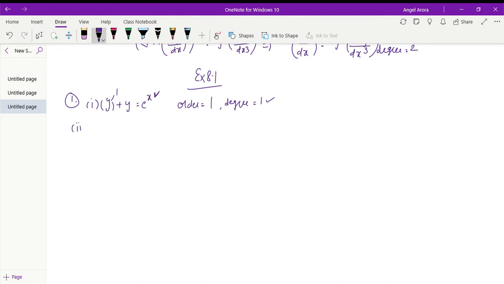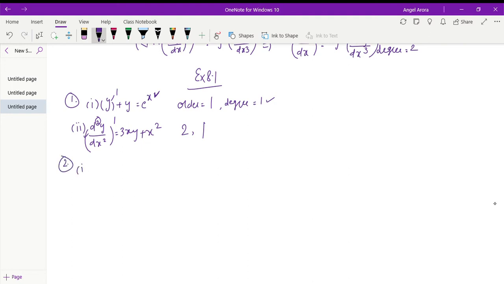So the second part of the first question: d square y upon dx square is equal to 3xy plus x squared. The second order derivative is the highest order here, so the order will be 2. And what will be the degree? This term is in polynomial form, so the degree is defined, and it will be 1 because the power is 1.